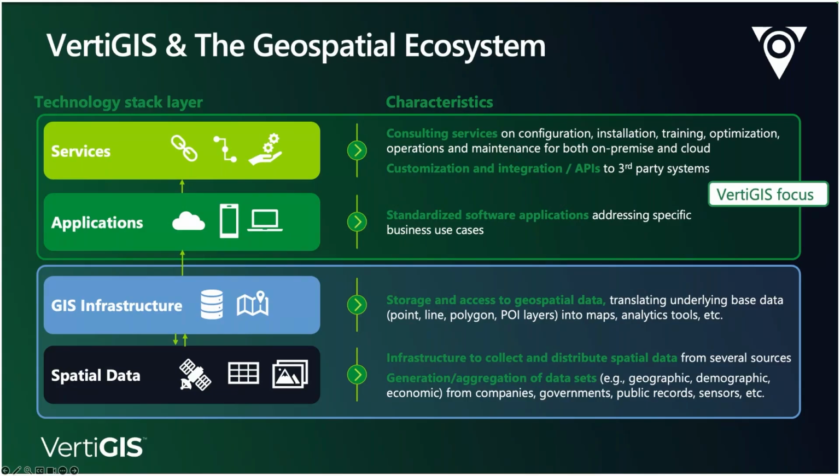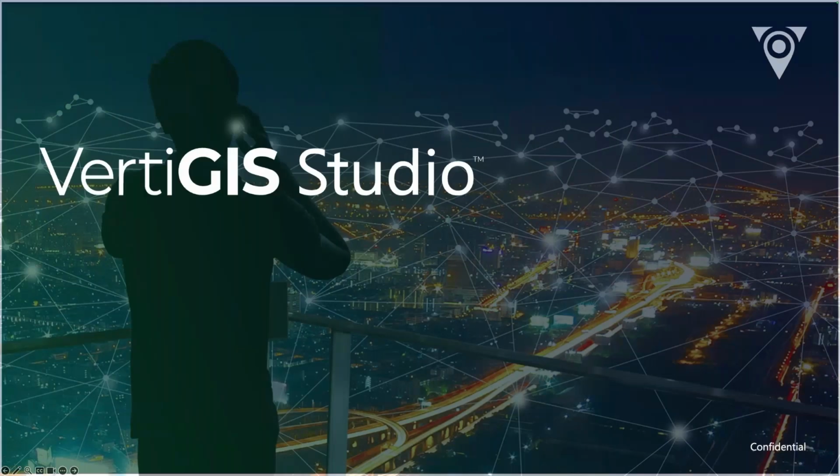So more concretely, we consume the published map services and feature services and other types of services that come out of ArcGIS and turn those into really useful applications for your organization. And then we also provide services on top of that layer that typically configure those applications and integrate them with your existing business systems. So that's the very brief overview of VertiGIS.